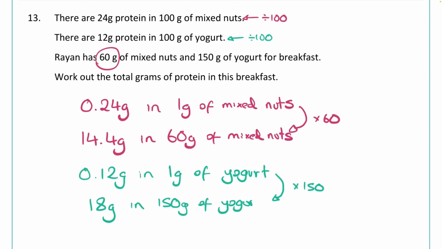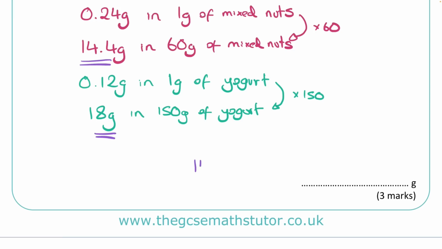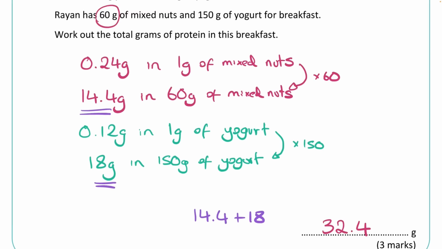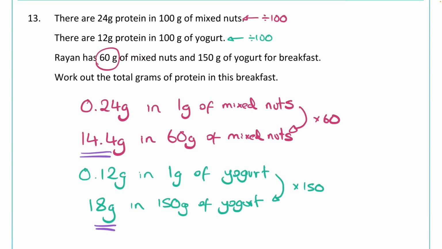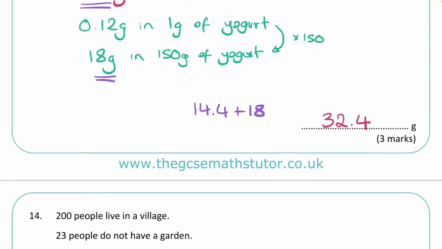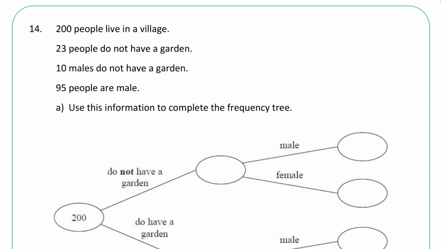We then have our two amounts of protein. We've got the 14.4 and the 18 grams, and we just need to add those together to finish. So 14.4 plus 18, and we can add that up on the calculator, and that comes out as 32.4. So there we go, that's our final answer, 32.4 grams. So just making sure we find how much is in 1 gram, or whatever it is that we are talking about. In this case, we are looking at the grams of yogurt and the nuts there, so finding the total in 1 gram.